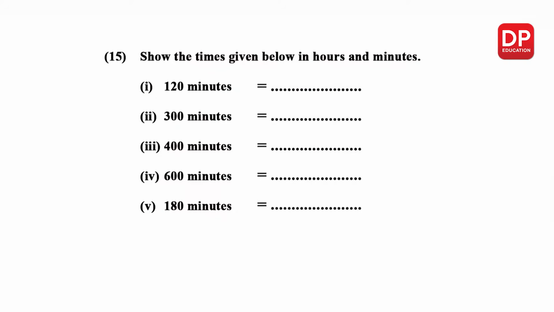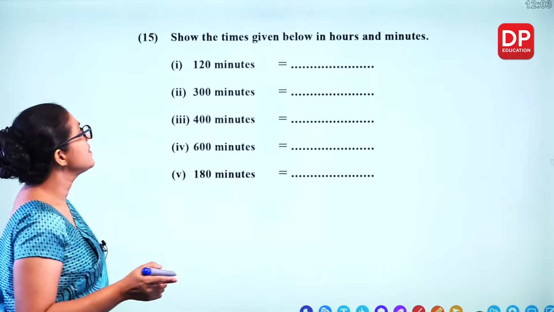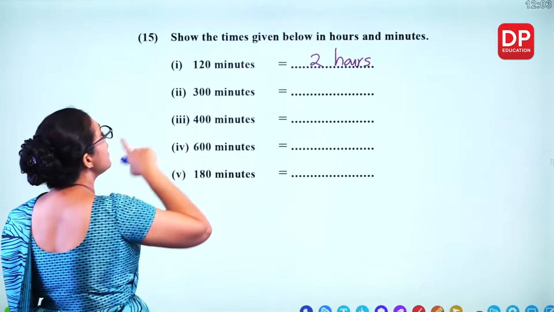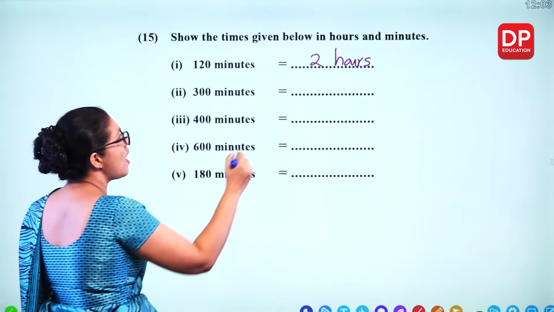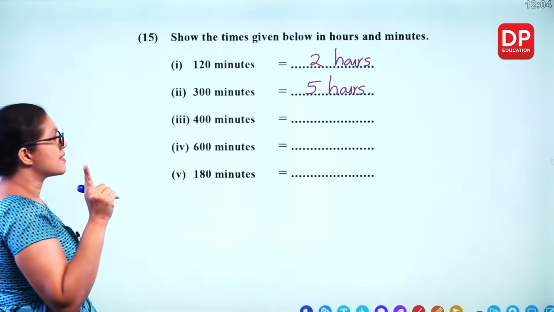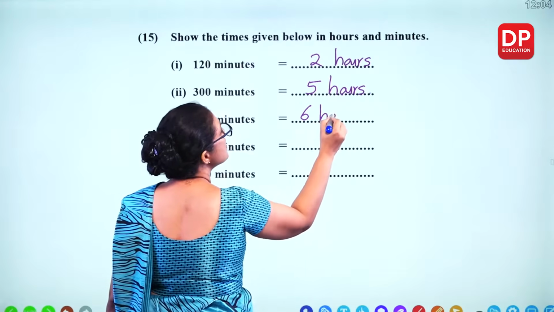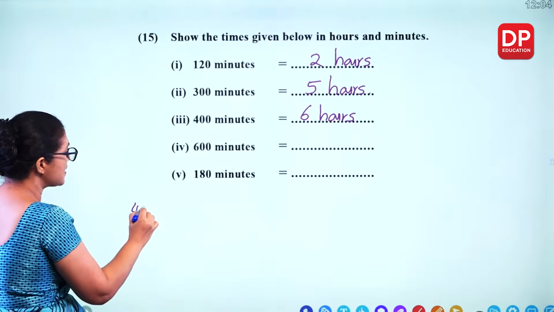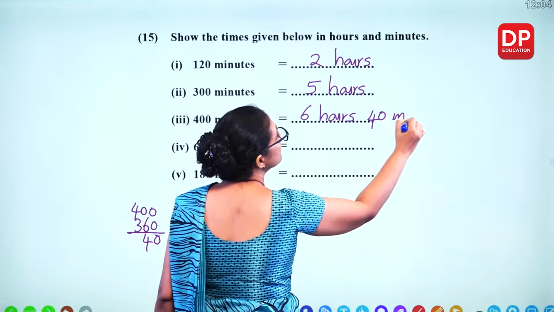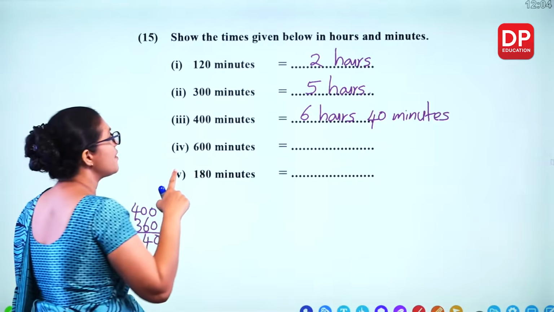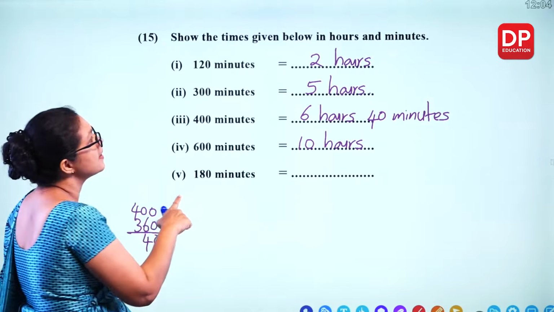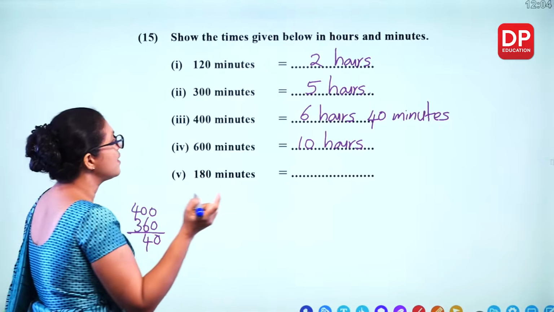Show the times given below in hours and minutes. So minutes there. So you have to divide by 60. When you divide, 60 times 2, that's 2 hours. 300 divided by 60. You get 5 hours. 400 divided by 60. You get 6. That's 360. So 6 hours. And what's the extra part? 400 minus 360. You get 40 minutes. 600 divided by 60, you get 10. 10 hours. And 180 means divide by 60, you get 3 hours.